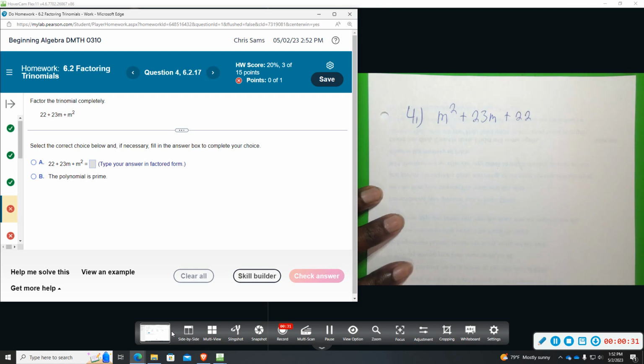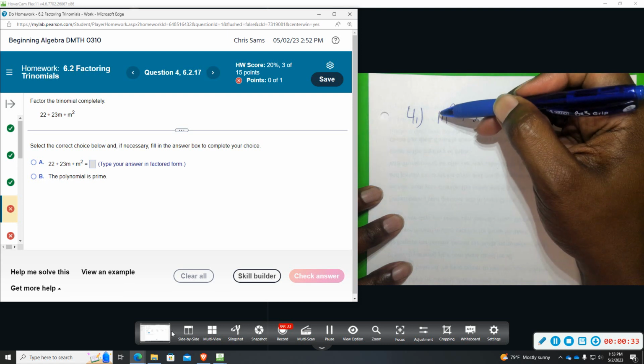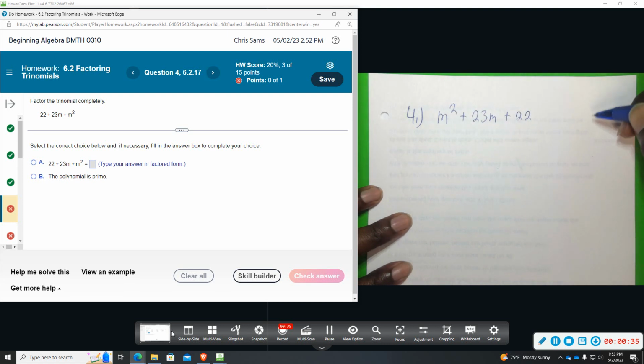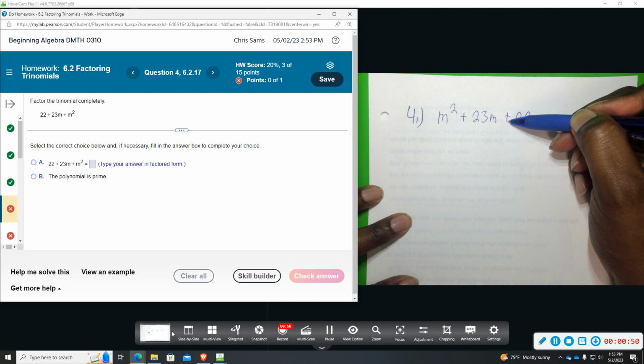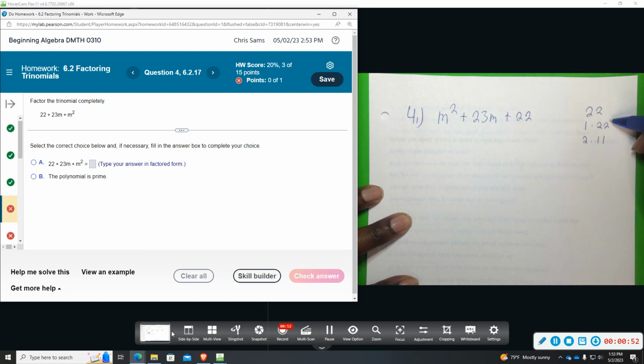22. All right, so again, the process is first number times last number, which is 22. Factors of 22 are 1 times 22, 2 times 11, and I think that's it. We want to add to get 23. That would be 1 plus 22 will give us 23.